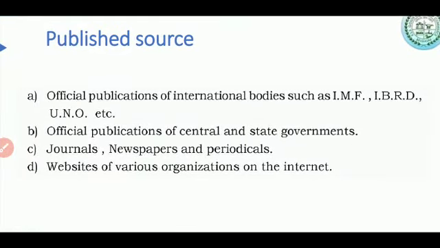Now the first point, official publications of international bodies such as IMF, IBRD, UNO, etc. All these international bodies have made publications on the internet and in their journals. There you get the information. Second is official publications of the central and state governments. Yes, the central as well as the state government will make publications of all the data required for the concerned areas. Then next comes journals, newspapers and periodicals. So these are all published and open to each and everybody. Then websites of various organizations on the internet. So under published sources, there are so many sources where you can get the secondary data. Already the data is available, you only have to go and collect it.